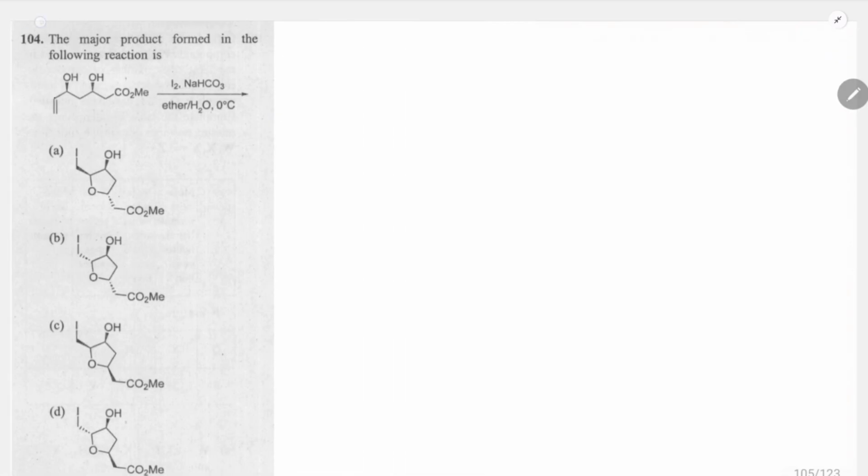The question number 104. The major product formed in the following reactions is. So this is given I2, NaCO3. It will generally form, first of all, the bridged iodonium ion. So this is iodine plus. Now it is connected to this end containing OH, and this OH, CO2Me.